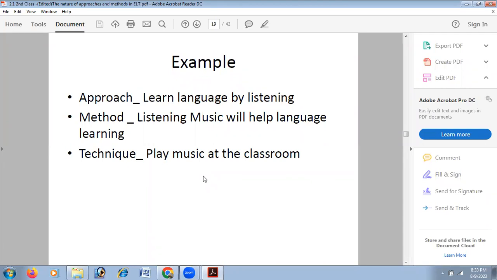Okay, so technique is the strategy or the class activities. Method is the way we will apply the approach. So that is the definition of approach, methods, and techniques. Very frankly, approach is the theoretical underpinning of language learning. Method is the way how we can apply the theory, and technique is the classroom activities or other activities we can do for learning language. So these are the relation between approach, methods, and techniques. Okay.